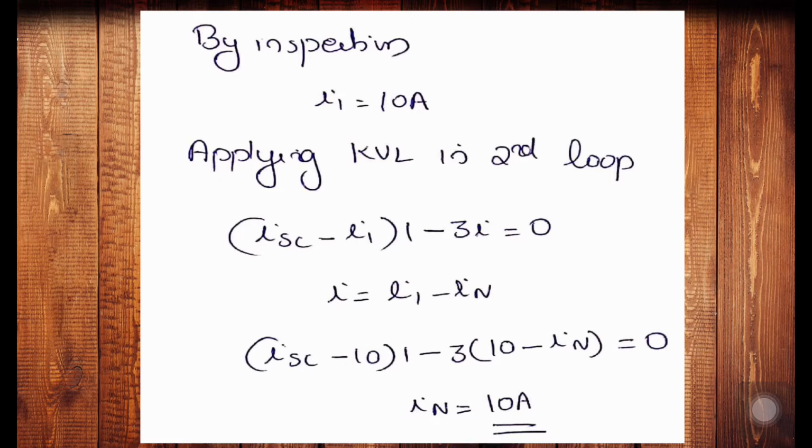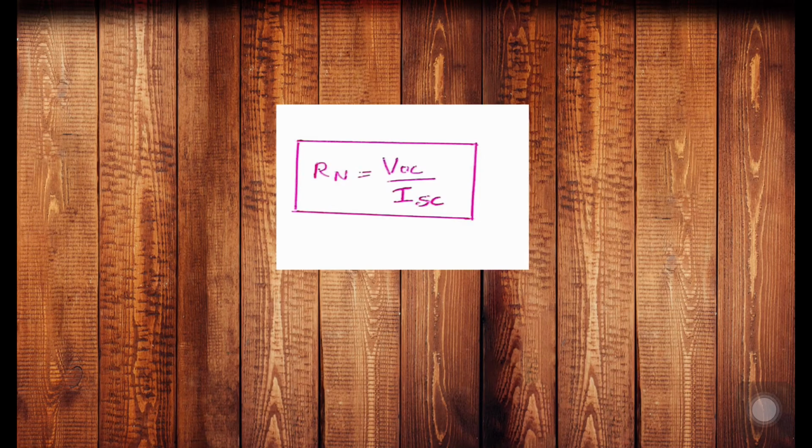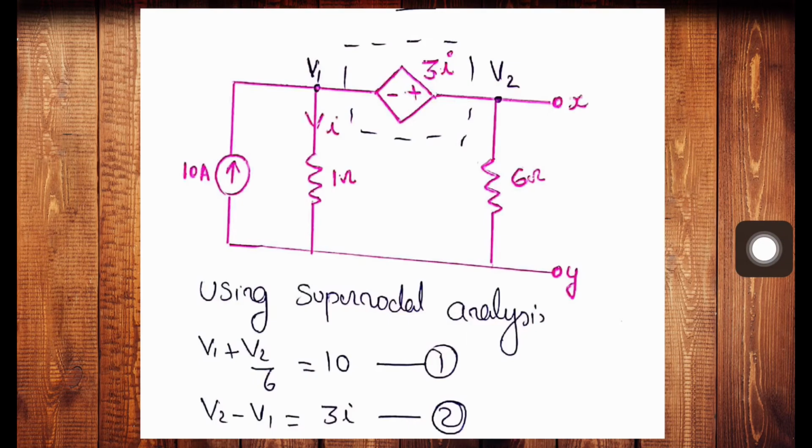Since we are dealing with an electrical network with dependent sources, RN is to be calculated by using the formula RN is equal to VOC by ISC. Here ISC, the short circuit current or Norton current, is already calculated as 10 ampere. So let us focus on VOC, which is nothing but the open circuited voltage across these open circuited load terminals XY. This node is labeled as V1, this as V2, and this as reference node at zero potential.